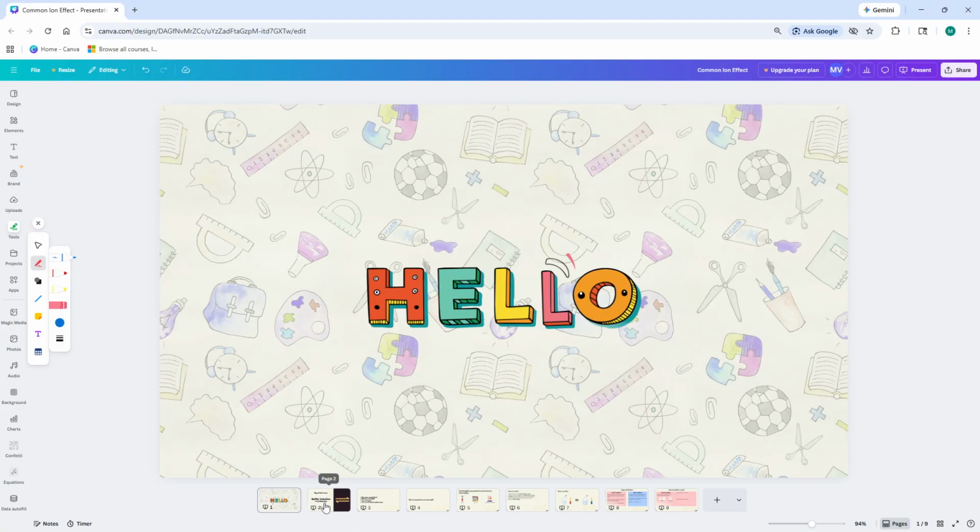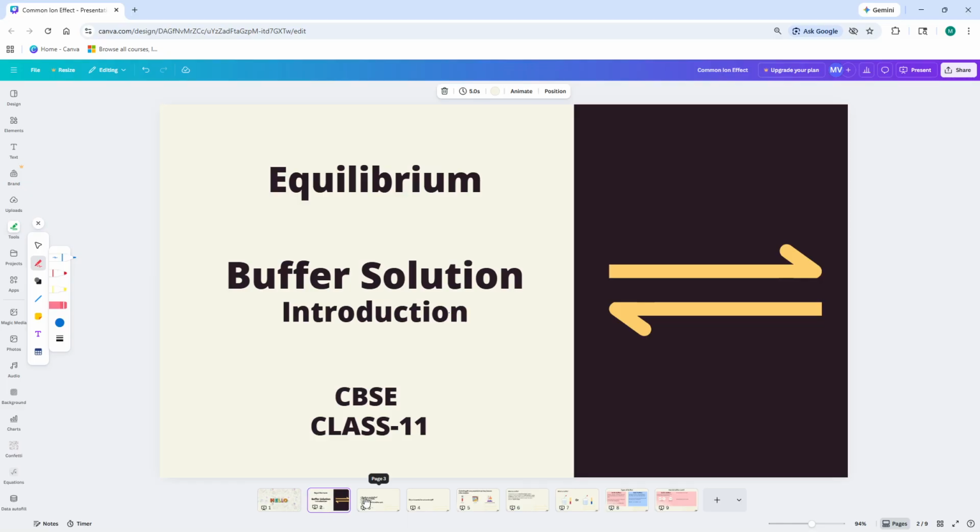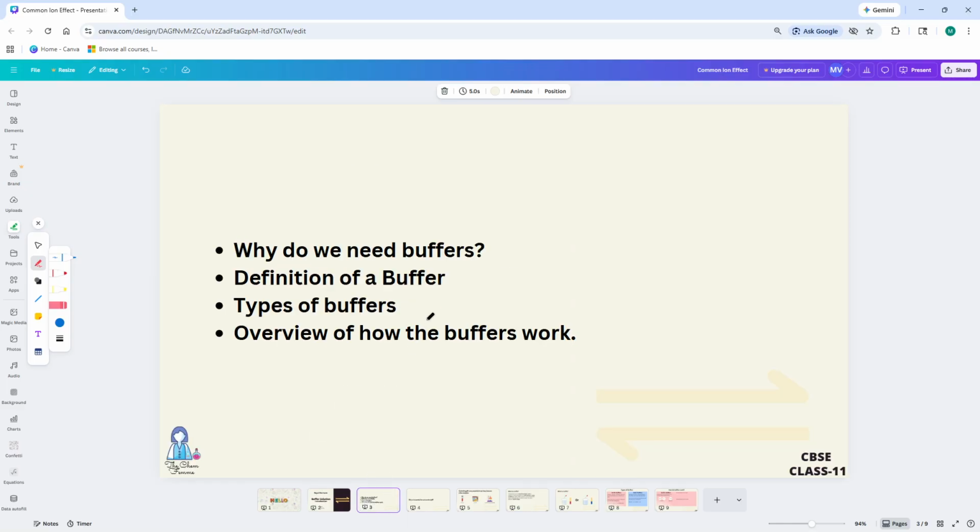So in this video, we are going to be talking about buffer solutions. By the end of this video, you would have understood why we need buffers, the definition of a buffer, the types, and a basic overview on how buffers work. And I recognize that the overview is not really given in your textbooks. I think it's good information to understand how it works to help you understand the remaining concepts related to buffers.